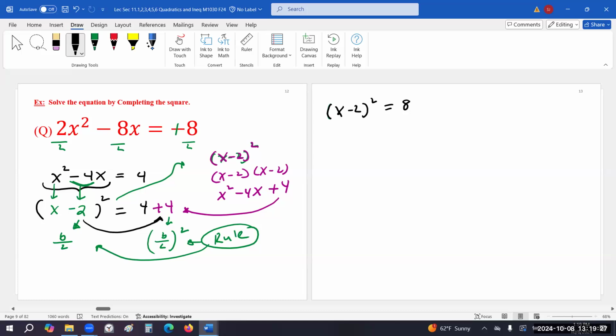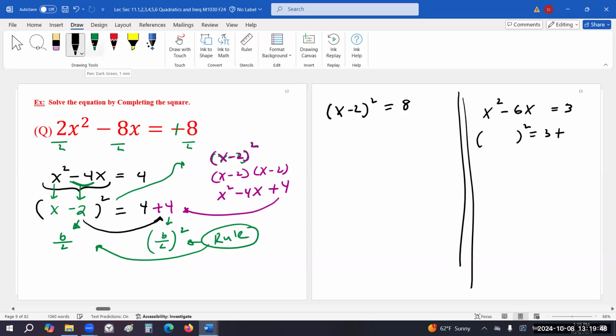Solving comes later. The first part is making the equation correct. Okay, before even solving, let's do another example. Let's say we have x squared minus 6x equals 3. If we complete the square, what goes inside? X minus 3. And then on the other side, what do you have to add? Only 3? 9. It's negative 3 squared, which is 9.